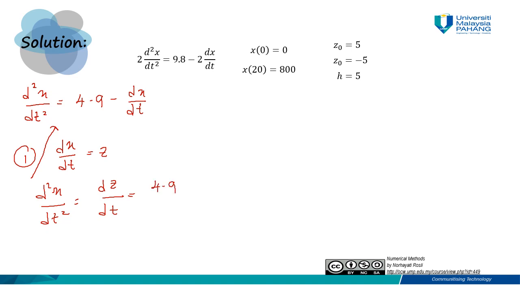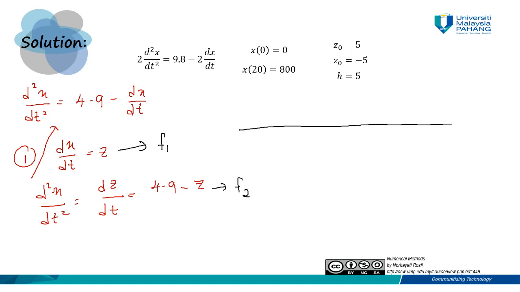4.9 minus dx/dt is equal to z. Okay, so from here we have two equations. The first one will be our F1 and the second one will be our F2. Okay, then let's sketch our timeline.